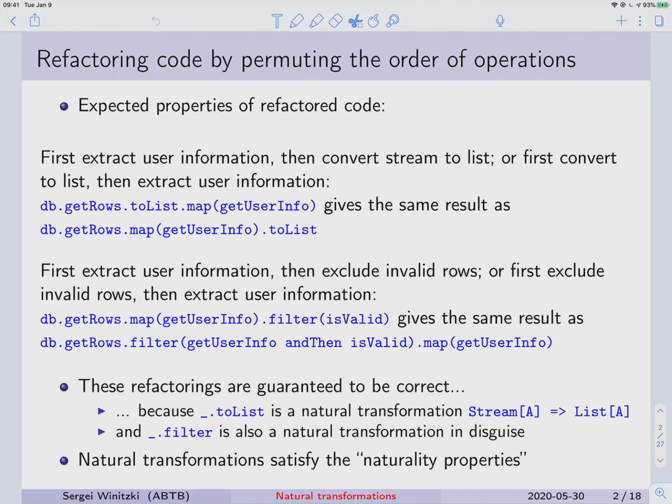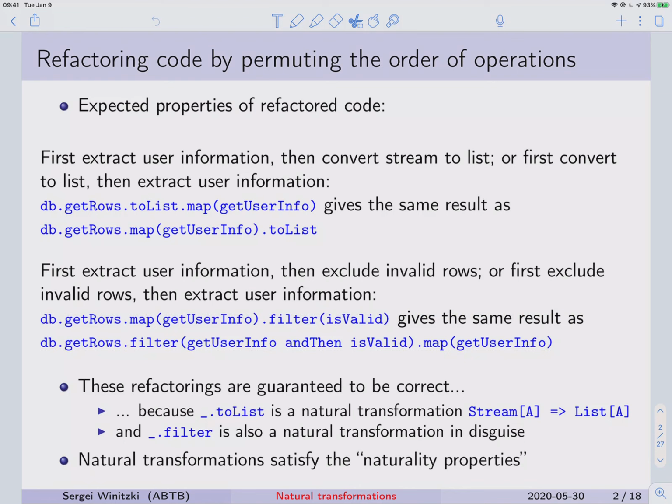Another example is when you need to exclude some sort of invalid rows from the data. So you can first extract the user information and then you filter valid users, or you first filter valid users, which means you have to extract the user information inside the filter as well, and then you extract user information. So in both of these cases, the result is the same, and it is guaranteed to be the same.